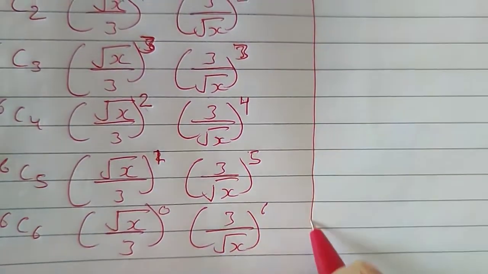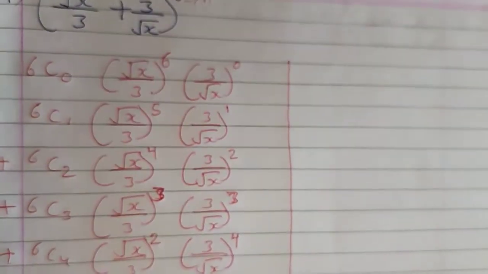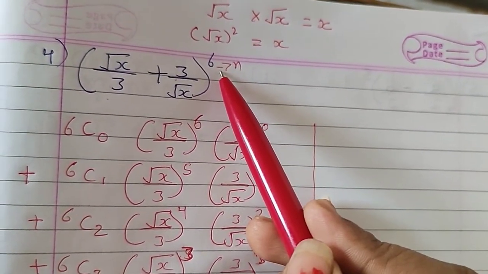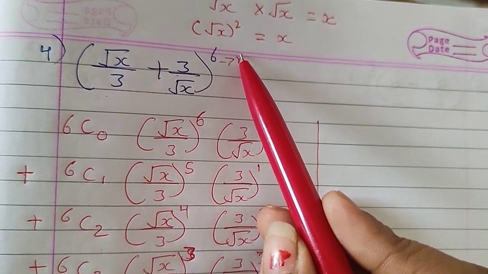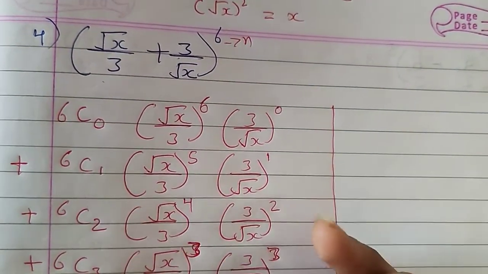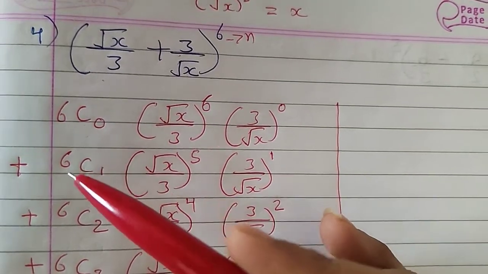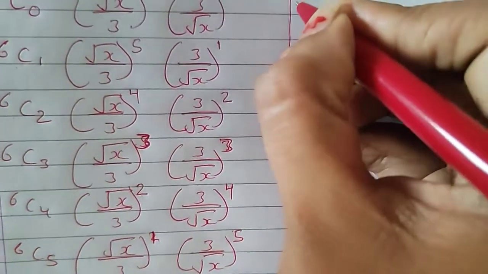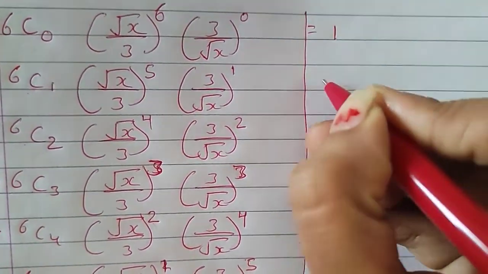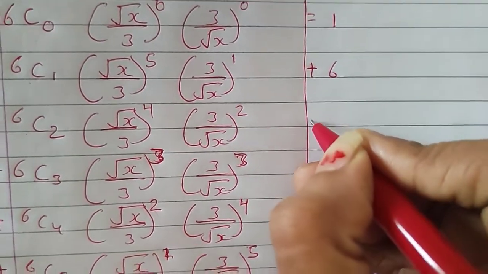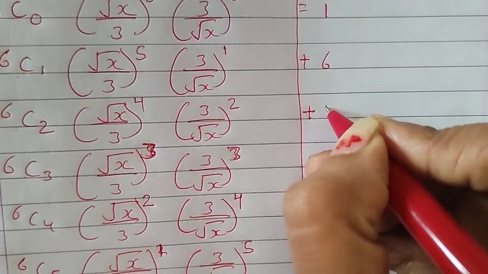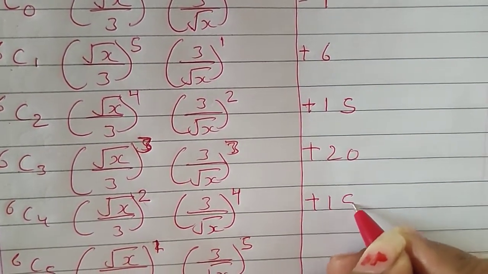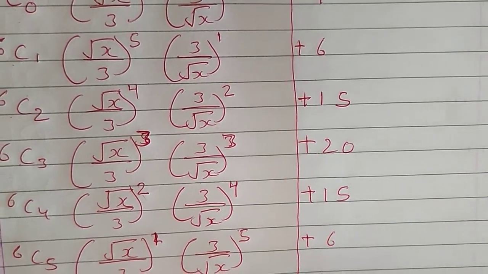Now when we will solve this, as per Pascal's triangle, first of all when n is equal to 6, what are your respective values or coefficients for this? That is 1, 6, 15, 20, 15, 6, 1. So first of all we will write that down: 1, 6, 15, 20, 15, 6, 1.